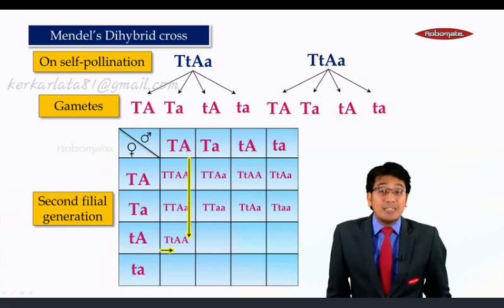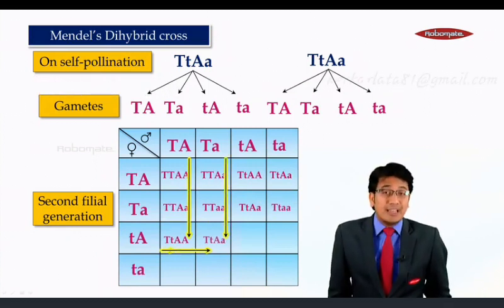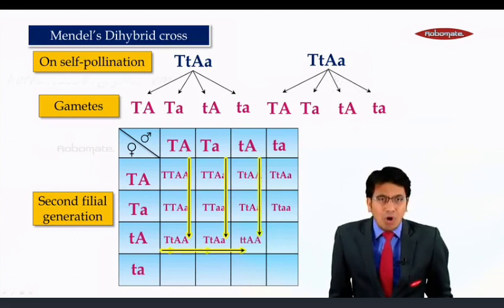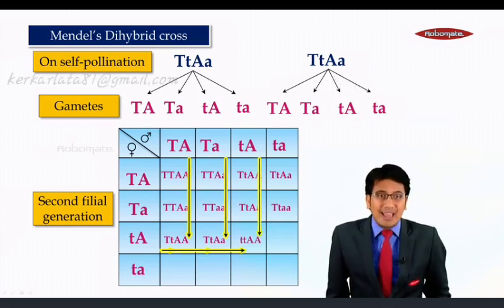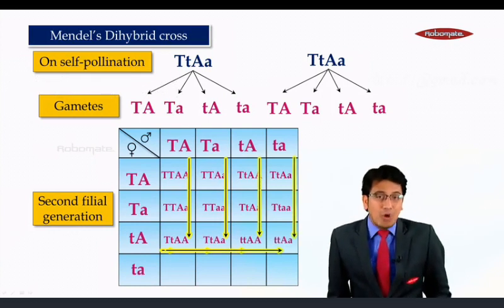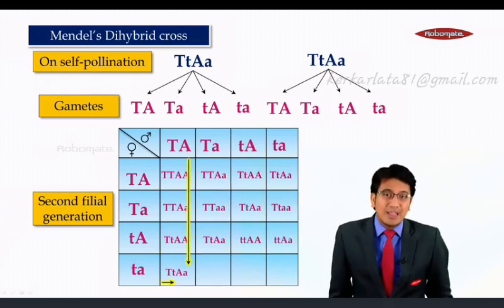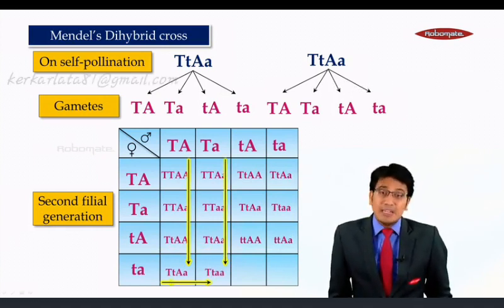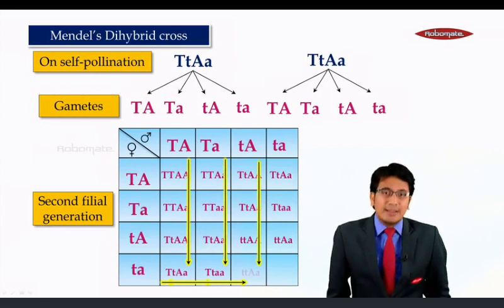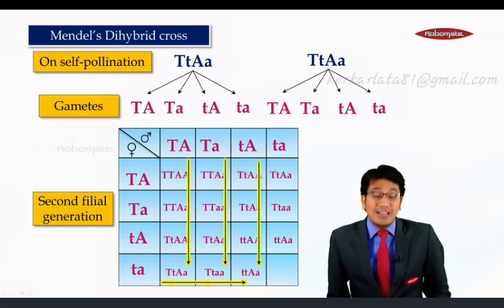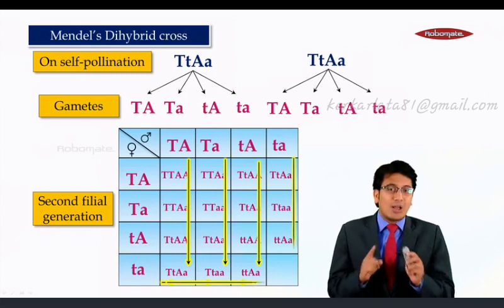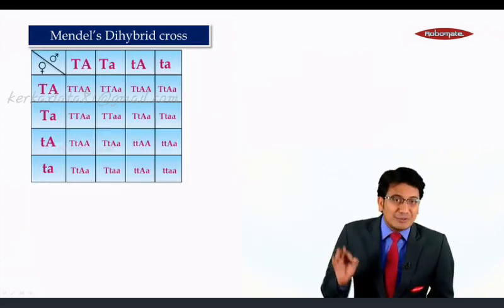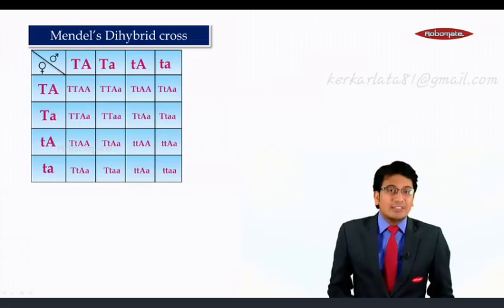And then he got capital T, small t, capital A, capital A, small t, capital A, small a, small t, capital A, small t, capital A, small a, capital T, small t, capital A, small a, capital T, small t, small a, small a, small t, capital A, small a, and the last one which he got was small t, small a, small a. So these all are the results after crossing.